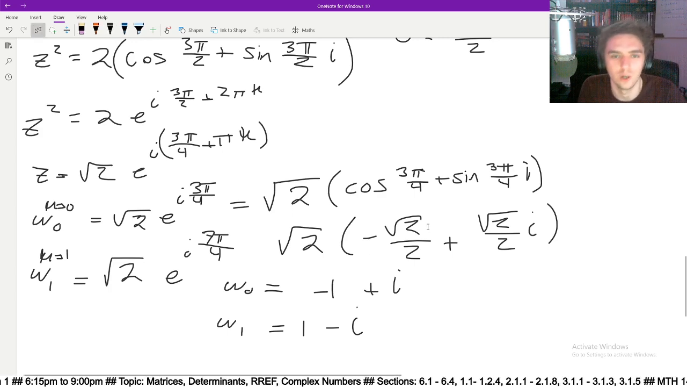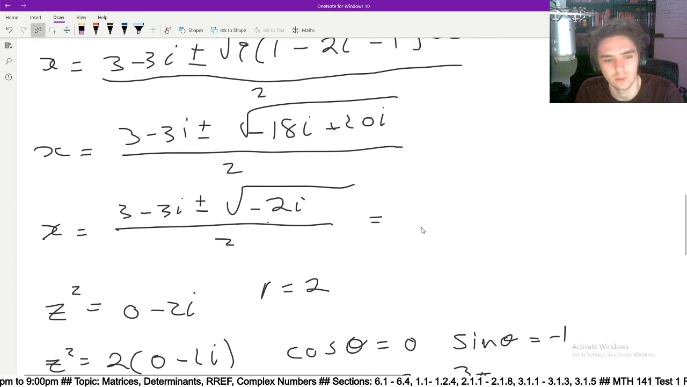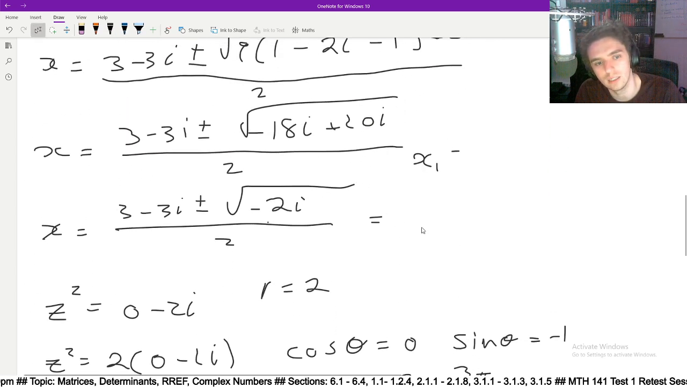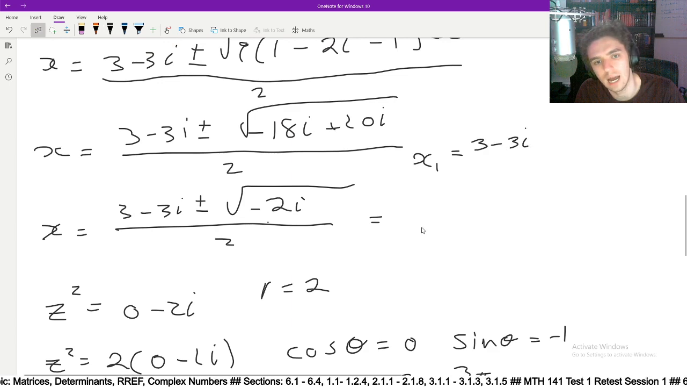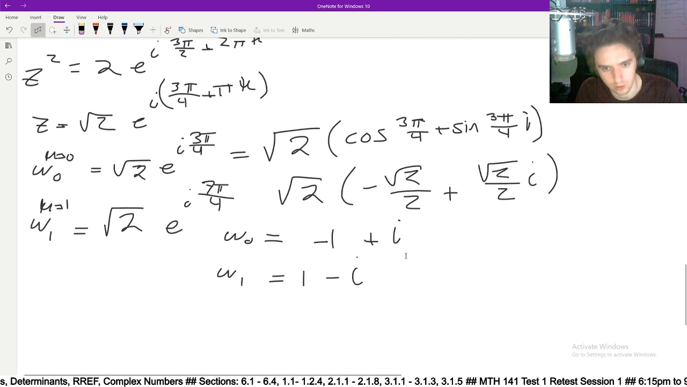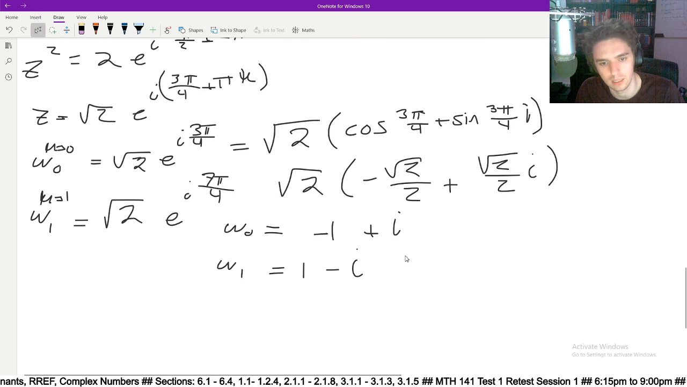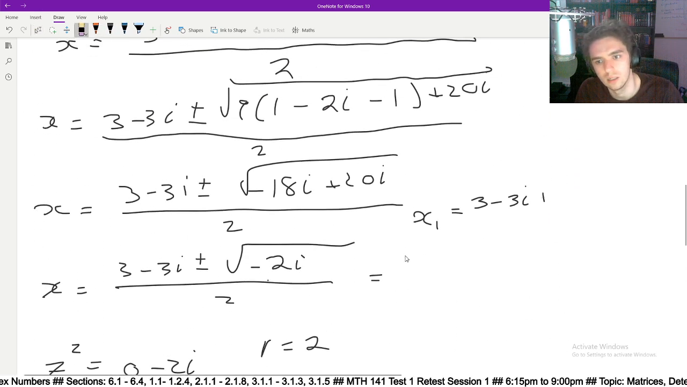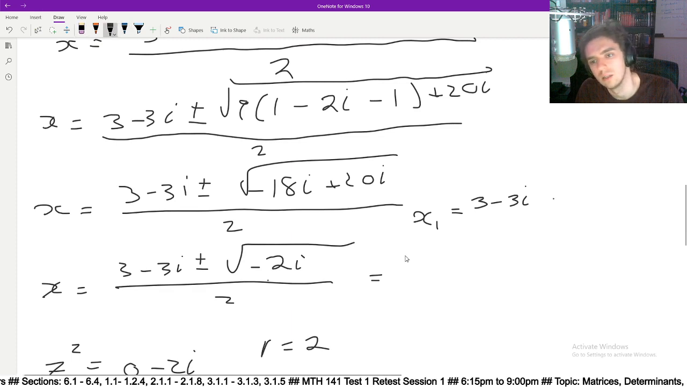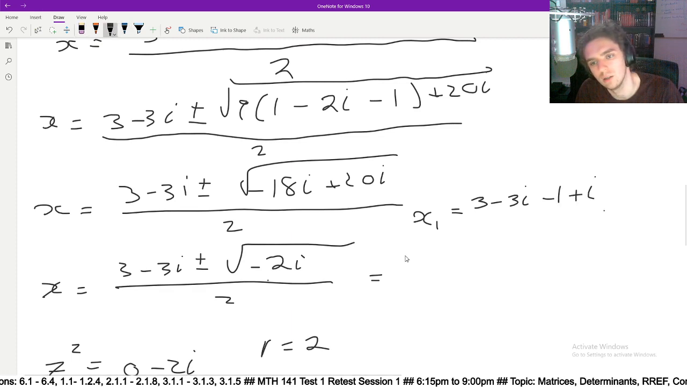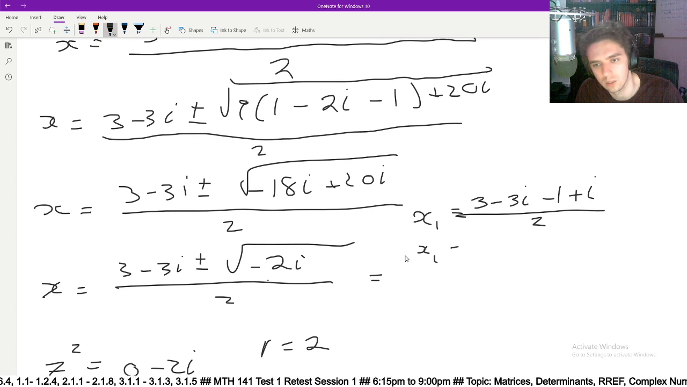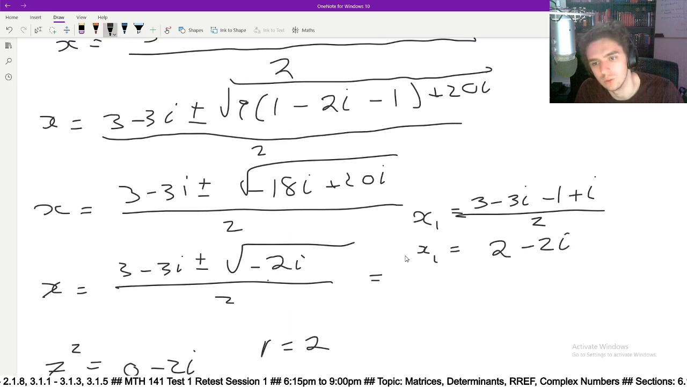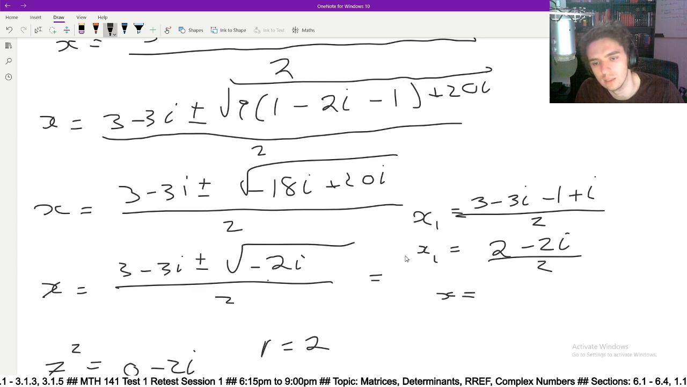Okay, so we can go back to here. And so our two solutions, x1 is going to be 3 minus 3i plus the first solution, so negative 1 plus i. I don't even have to write this, so I'll write negative 1 plus i, still all over 2. So x1 is equal to 2 minus 2i over 2. So x1 is equal to 1 minus i.